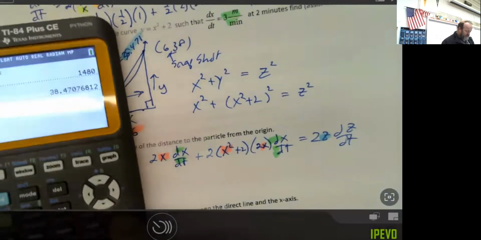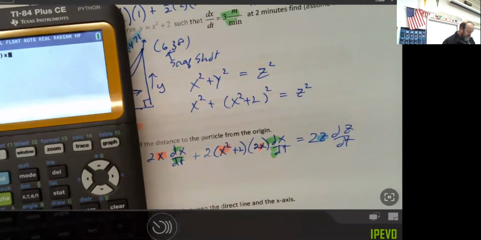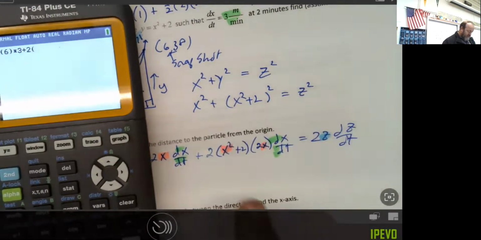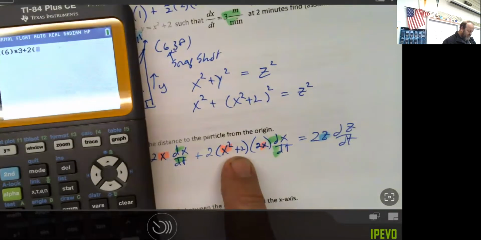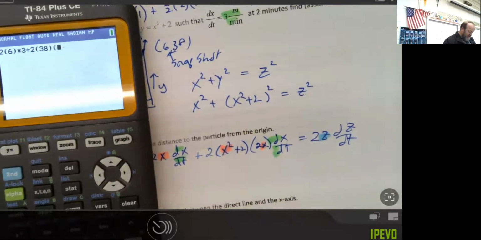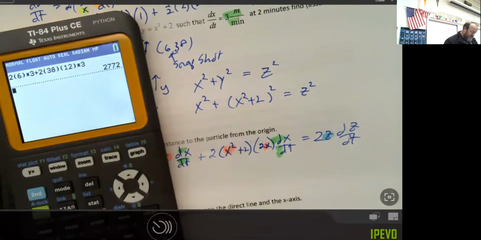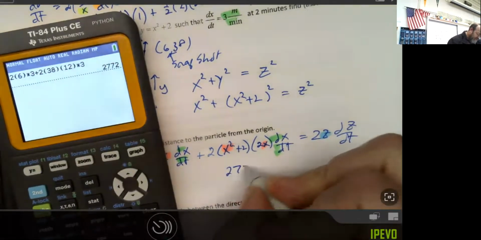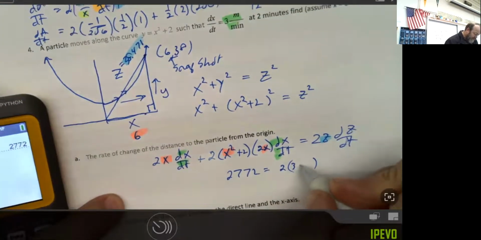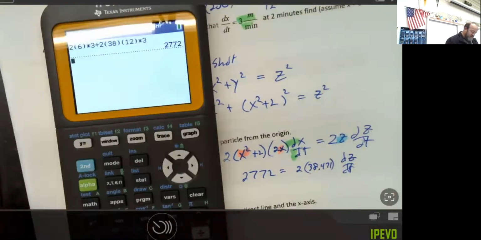So let's see. We've got 2 of those x's, which was 6, times dx/dt, which was 3, plus 2 of those x squared plus 2's, which of course we already figured out was 38, times 2 more of those x's, which is 12, times dx/dt, which is 3. So I got 2772 for this whole side. And over here, I have 2 times 38.471 dz/dt. And so we can just start doing some division.